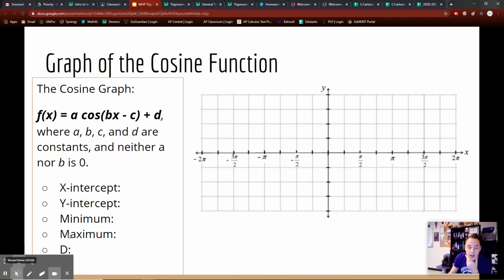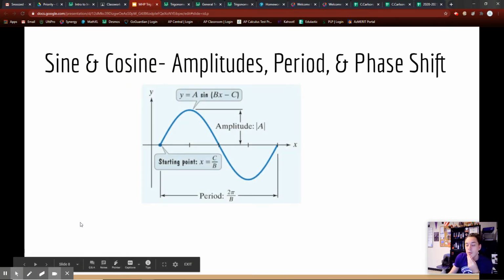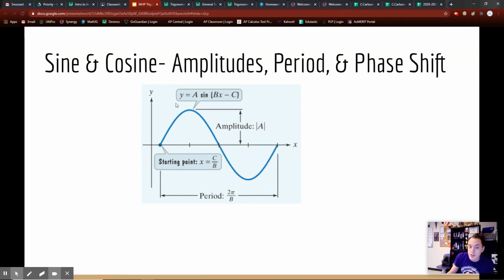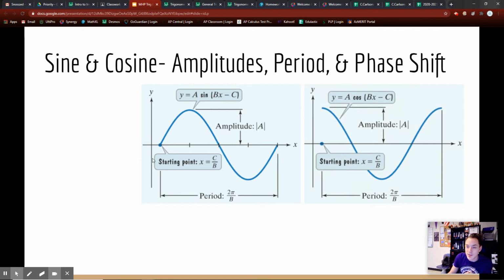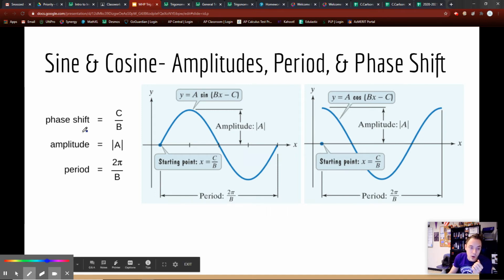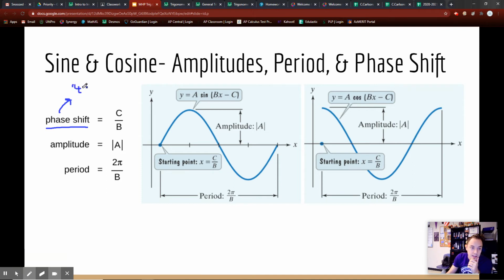Nothing really new there. What we're going to be doing is now looking at what we call amplitudes, periods, and phase shift. So what is the amplitude, period, and phase shift? I'm going to show you. These are your formulas, so I'd be writing them down. So your phase shift is what we call the transformation. Okay? So the transformation is your actual phase shift. Your C and your B transform it in a way.